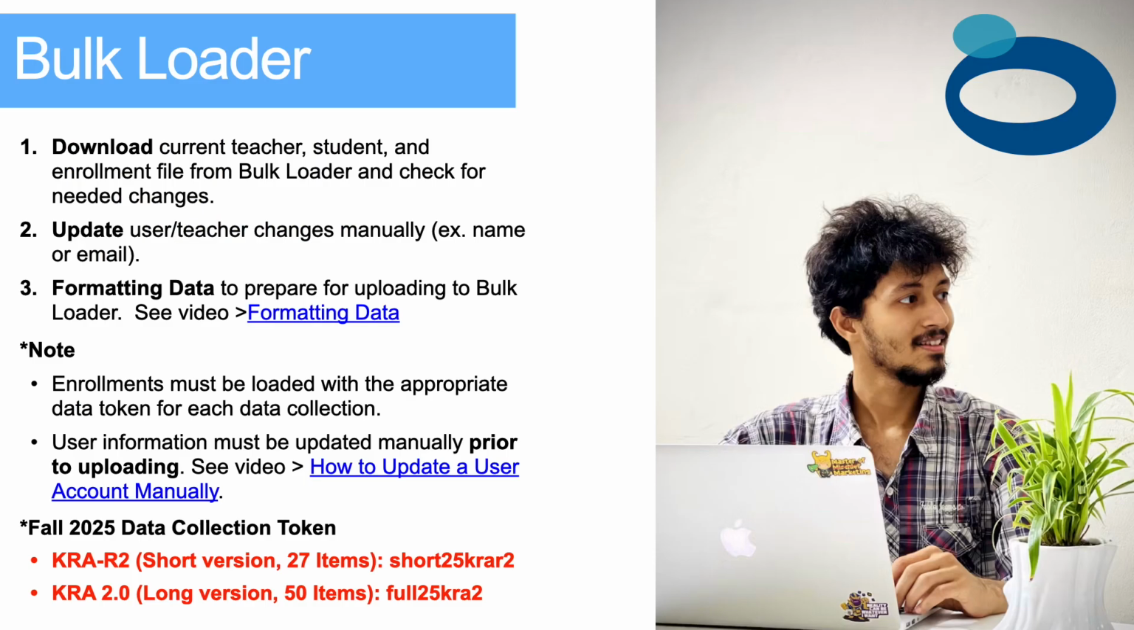Next is the bulk loader. Now, the bulk loader, as stated earlier, we do have certain templates. It is CSV. First, downloading your files from your student information system. You're going to update your teachers manually if needed, and this would be more if a teacher changed their name or if an email address changes. You want to do that manually first before you do a teacher file upload, because if you do another upload, that creates another account. And then formatting those files for leading zeros. Note the data collection token. Very, very important that you are connecting them to the correct one for your district.